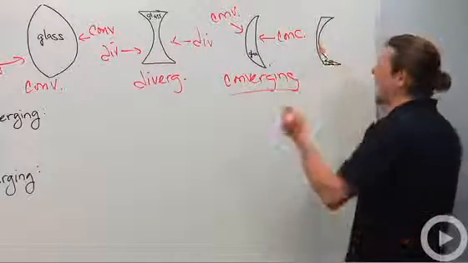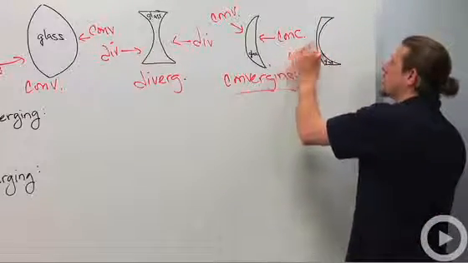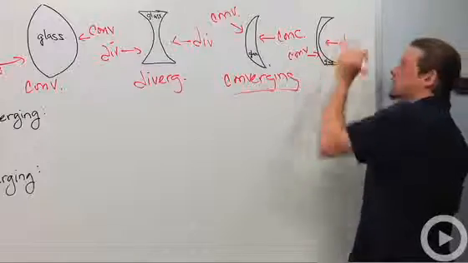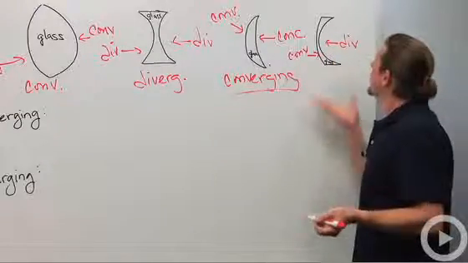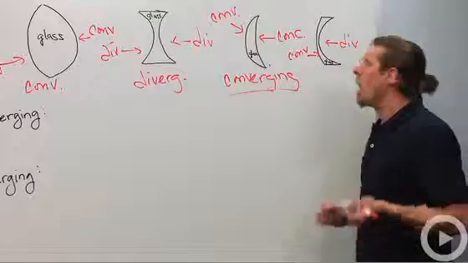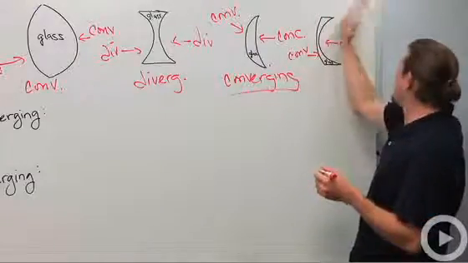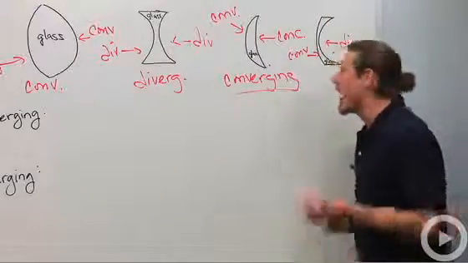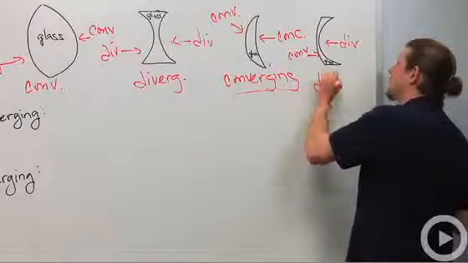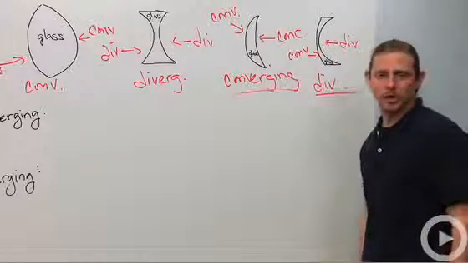All right, and then let's look at the last one. The last one, again, we've got converging, and on this side we've got diverging or concave. But which one's more curvy? Well, in this one, it's more curvy on the diverging side. And that means the diverging wins, and this will be a diverging lens.